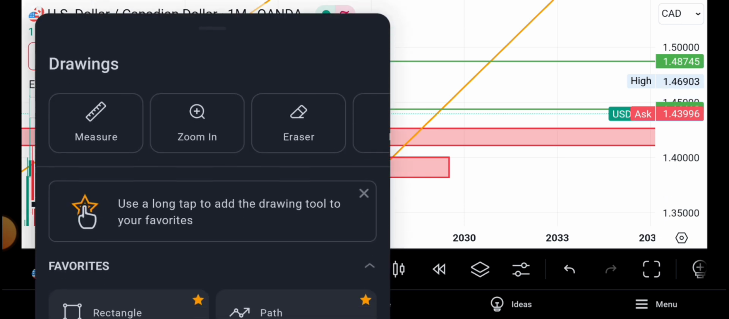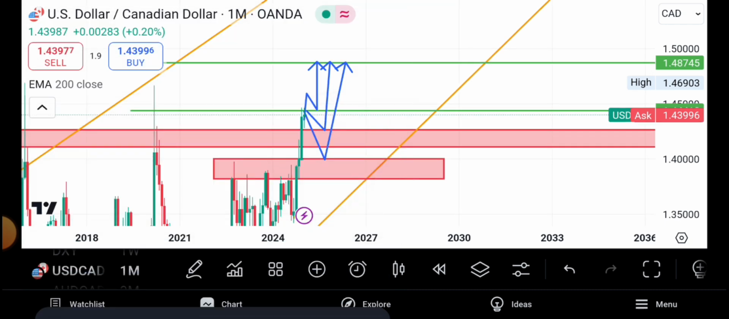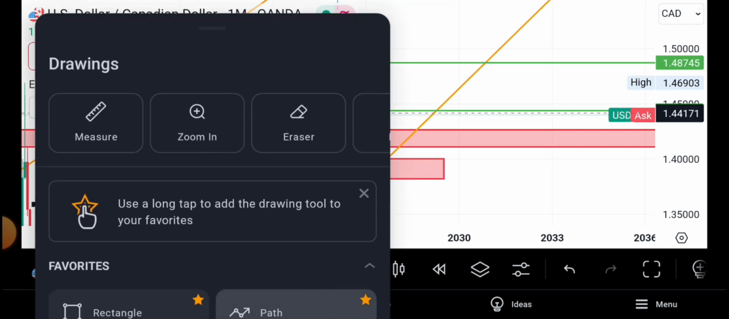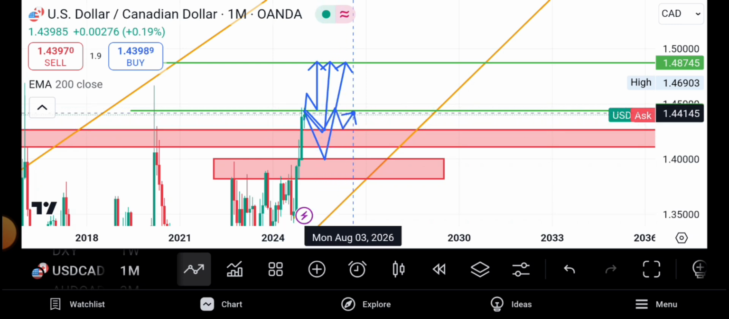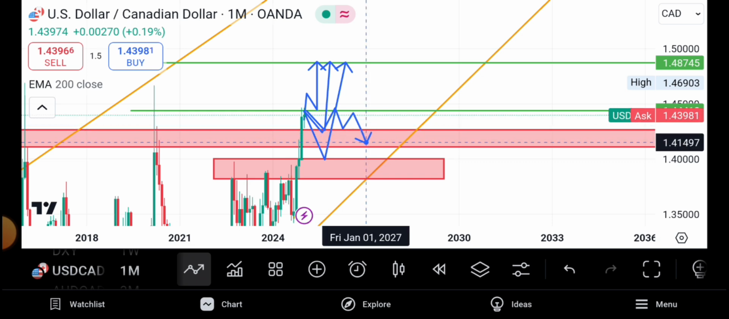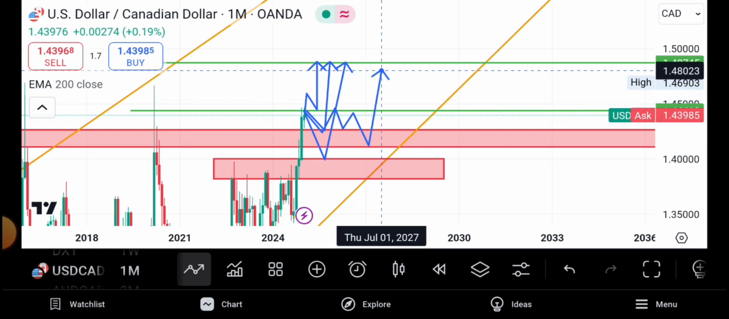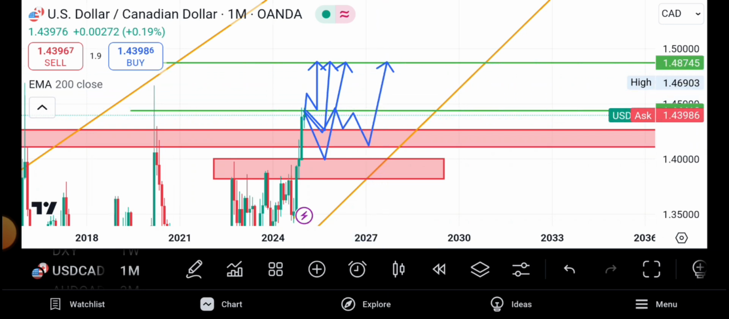And scenario number four, the last one, is the market might try to consolidate this area, or form a ranging market like that, and then liquidify people. Then from there we take off like that. So those are the four possibilities I'm seeing in USDCAD.